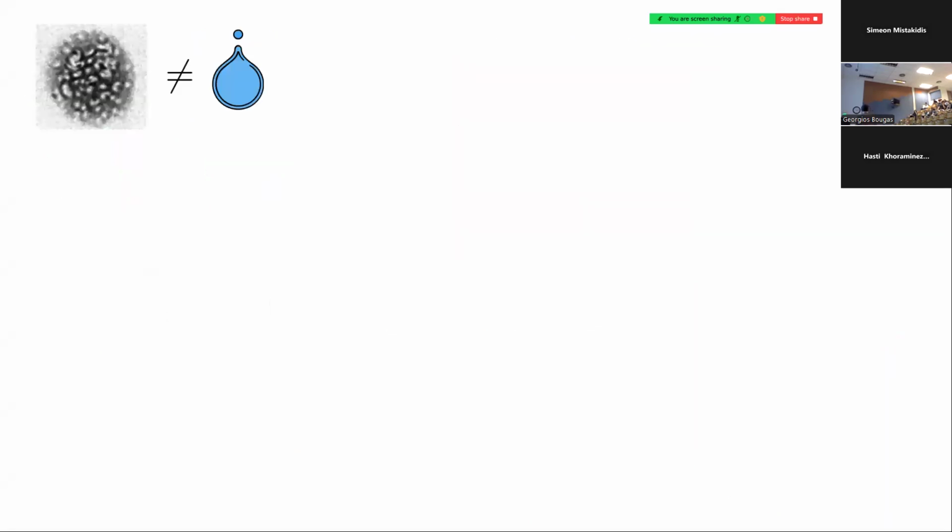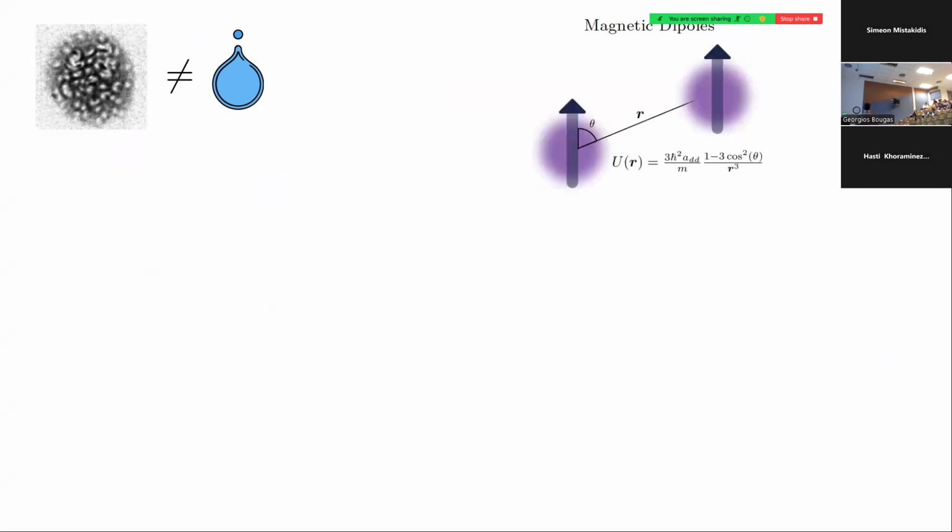Okay, so of course, I should stress that the quantum fluid is not a classical liquid, because superfluidity has zero viscosity. And for instance, quantum gases can have different phases. If you consider magnetic dipoles with long-range interactions, these can have different phases.